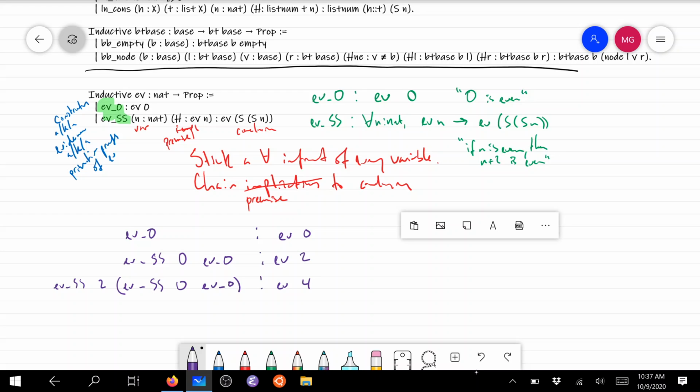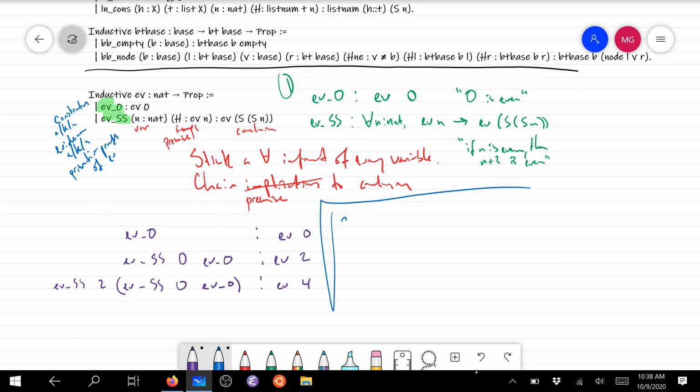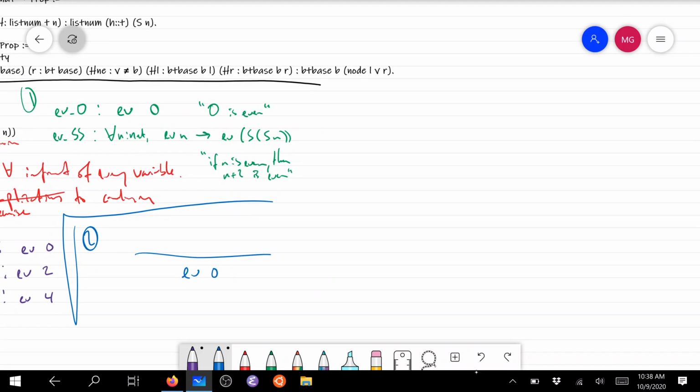Okay, let's look at inference rules. Inference rules are just another way to present this same idea. So if this is part 1, this is part 2. In inference rules, we would have 2 rules. This is also written in Coq. EV0, this is just a rule. Now, what goes in a rule? Let's draw it up here.